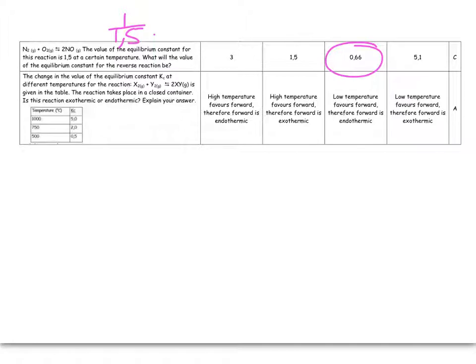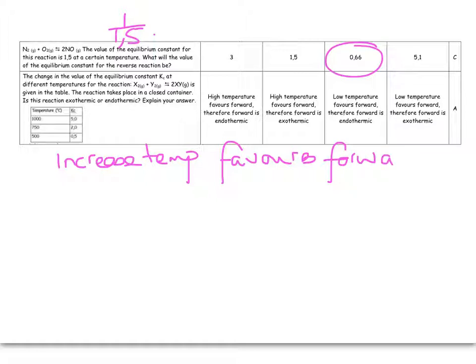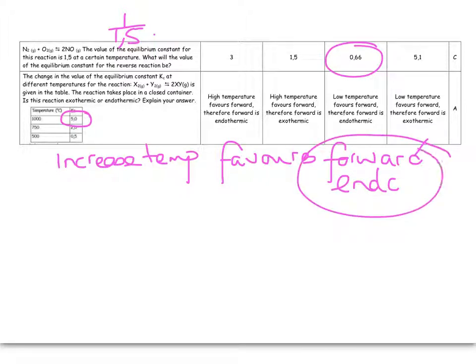Change in the value of the equilibrium constant for that particular reaction is given in the table. The reaction takes place in a closed container. Is it an exothermic or an endothermic reaction? Well, what we can see is that an increase in temperature favors the forward reaction. How do I know that? Because as the temperature goes up, my Kc value goes up. An increase in temperature always favors the endothermic reaction, and therefore the forward reaction must be an endothermic reaction. So a high temperature favors the forward reaction, and therefore it is endothermic is my correct answer.